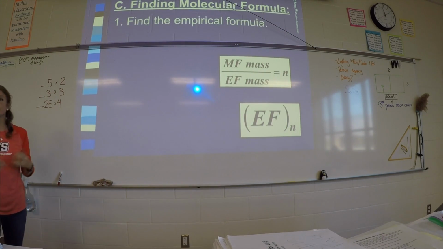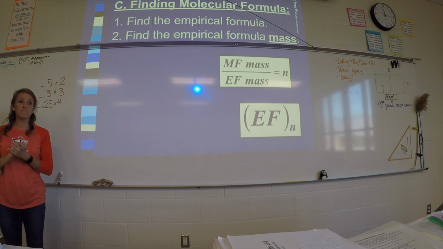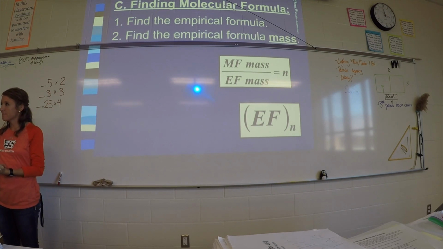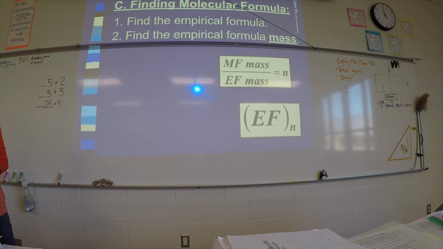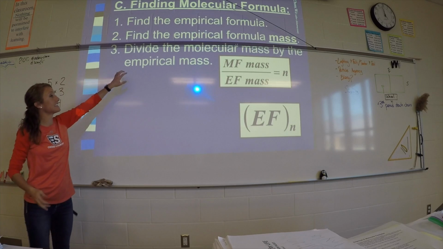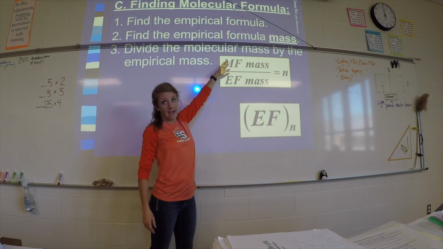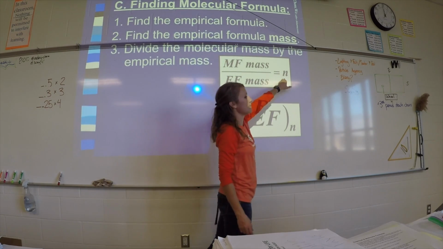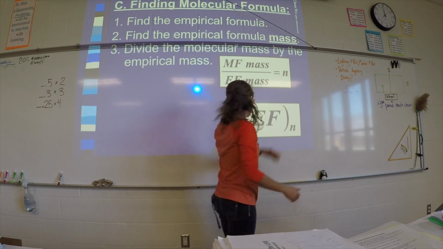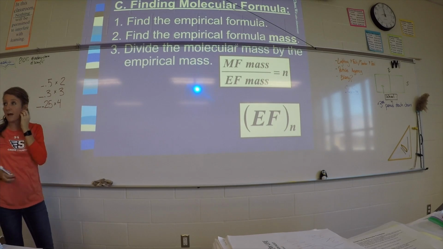Ready? Step 1 is you need the empirical formula. You can't get molecular without empirical. Step 2 is we find the mass of our empirical formula. So we look at our empirical formula: what is the mass of that molecule? And then the third step is you plug it into this equation where you divide the molecular formula mass by the empirical formula's mass, and then you get some integer.